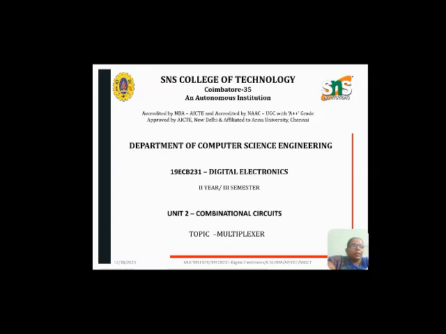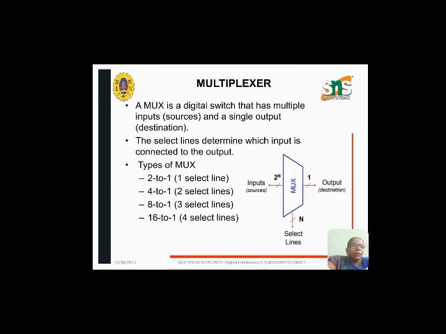Today, in this video, let us see about a combinational circuit which is a multiplexer. A multiplexer is a digital switch which has multiple inputs and a single output. So you can say you're having 2 power n inputs and one output. Capital N represents the number of select lines.